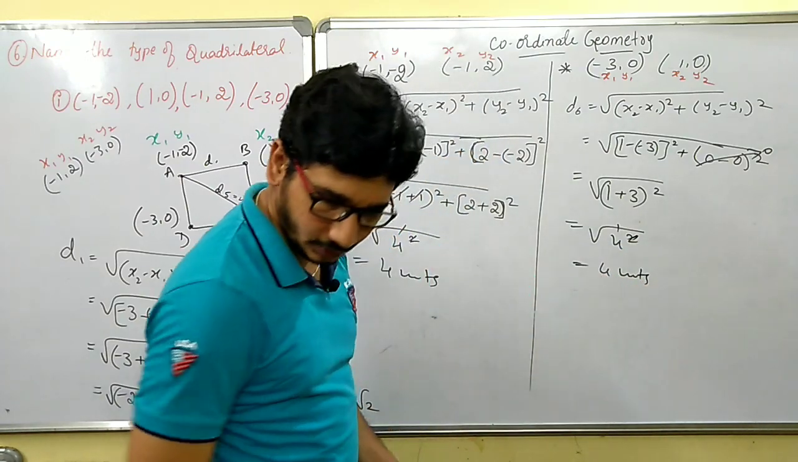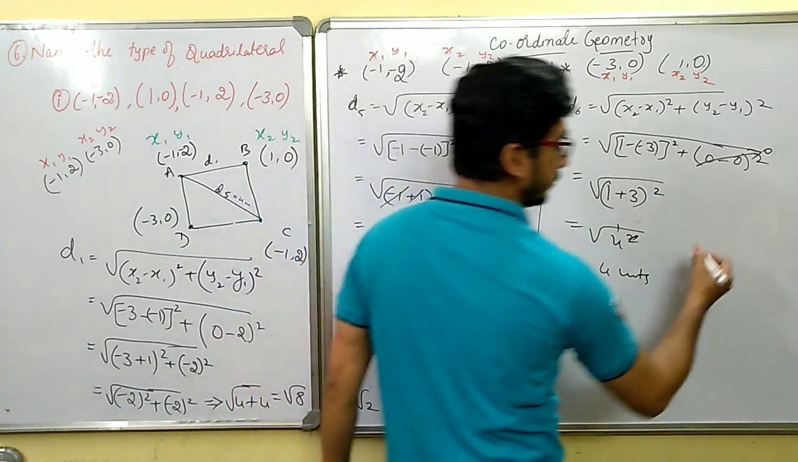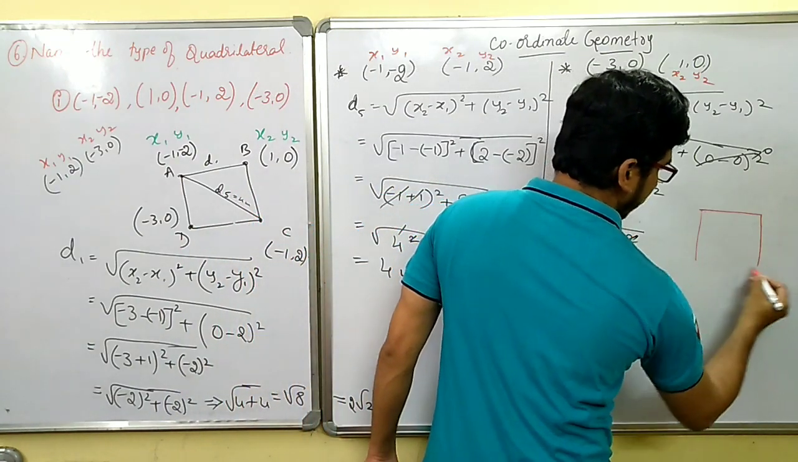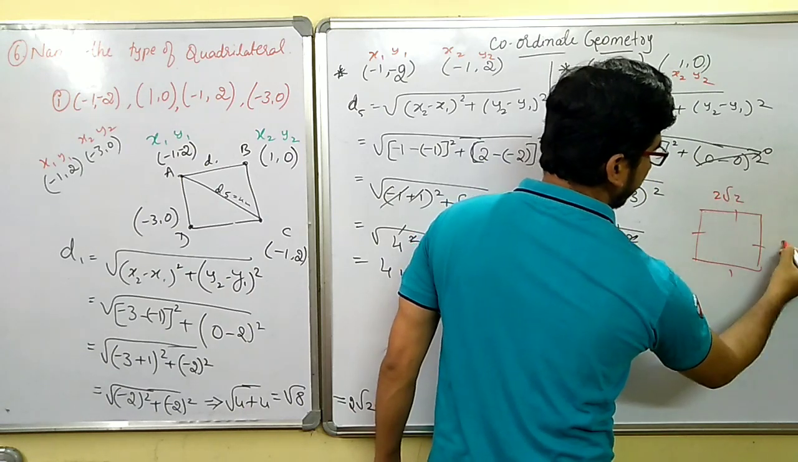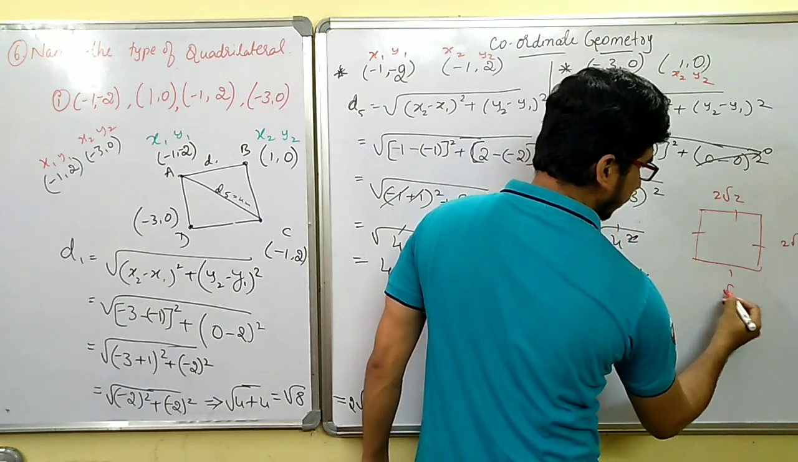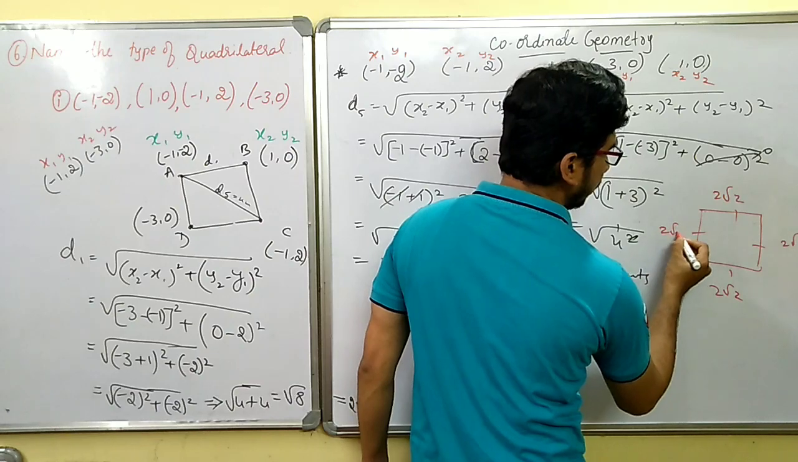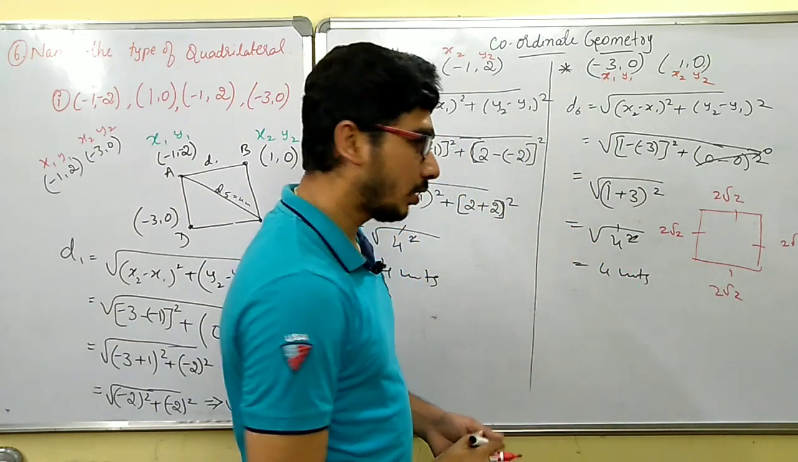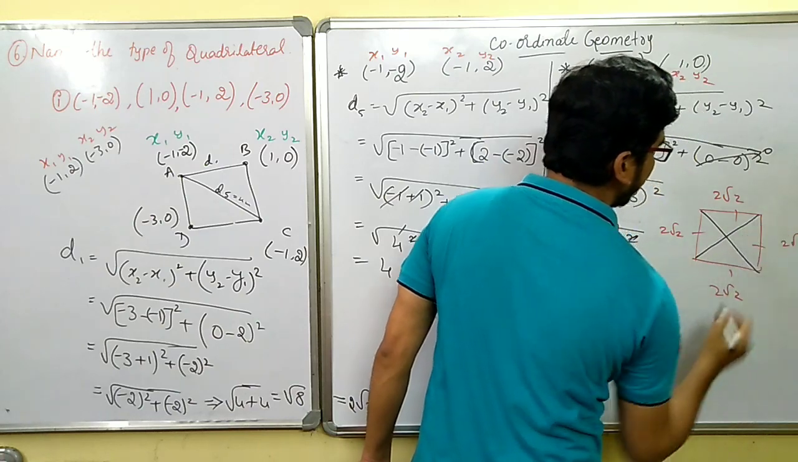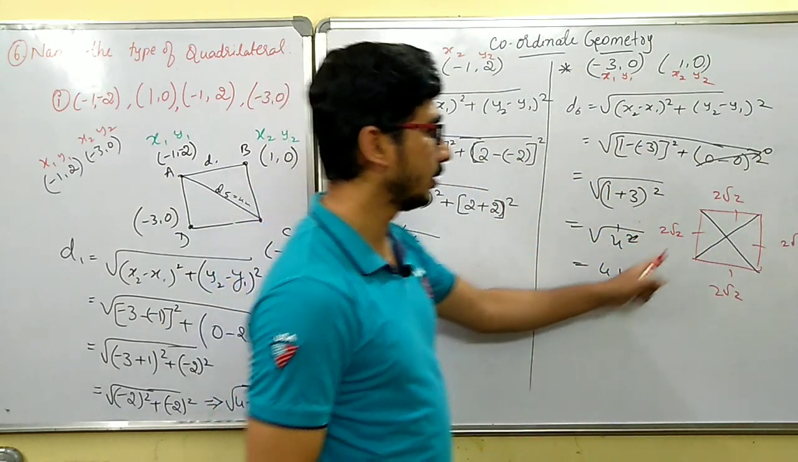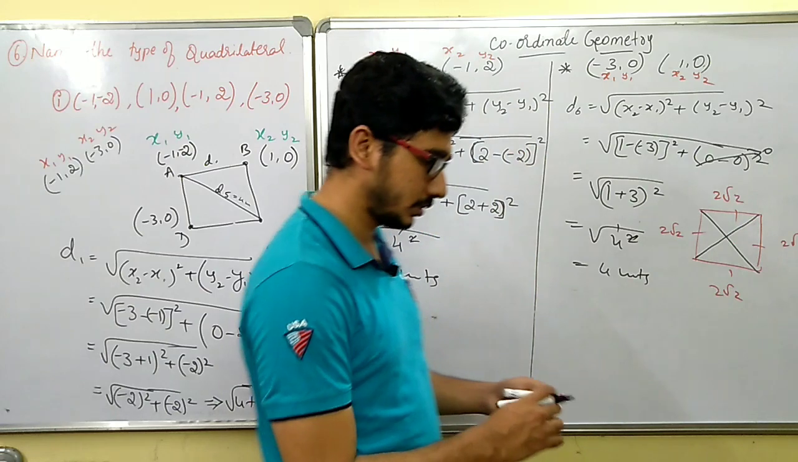So what type of figure did we get? Let me draw here. See, all the sides are equal, that is 2 root 2, 2 root 2, 2 root 2 and 2 root 2 units. Okay, diagonal, how much? This diagonal and this diagonal, both are the same. How much? 4 units. This is also 4 units, this is also 4 units.